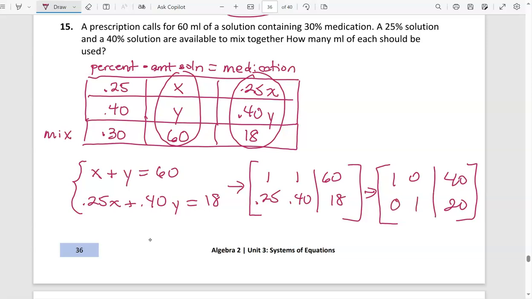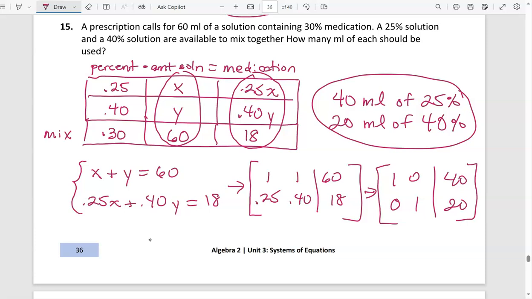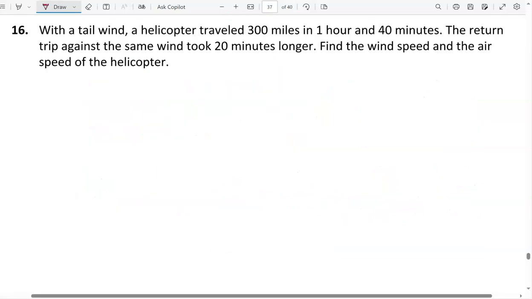And so we have 40 is the value of x, so 40 milliliters of the 25% solution and 20 milliliters of the 40% solution is what we should mix together. Number 16 is a tailwind and headwind problem. So in these we have our rates, which are measured in miles per hour, and then that multiplied by the number of hours gives us the miles traveled.